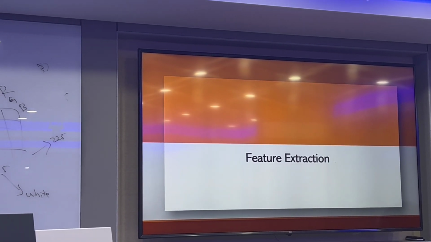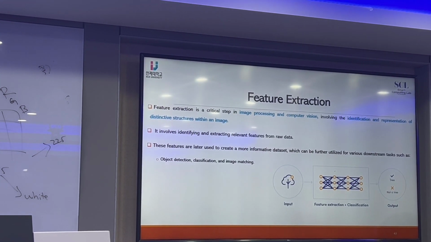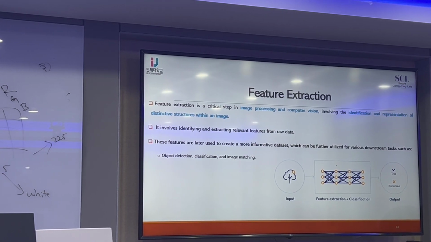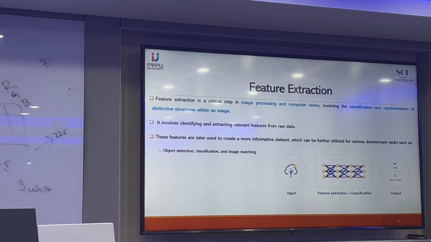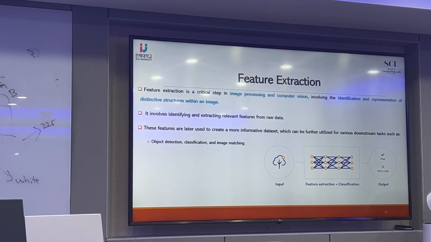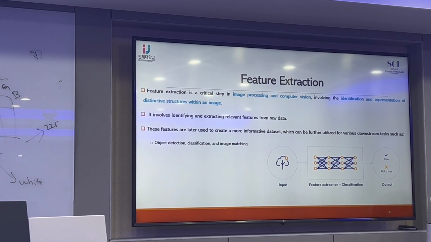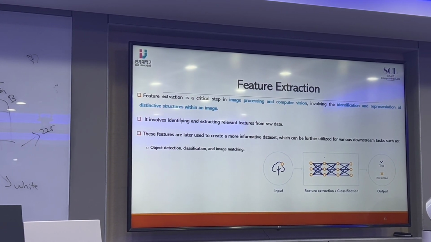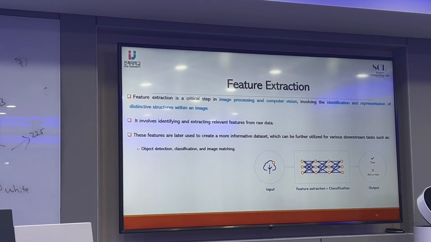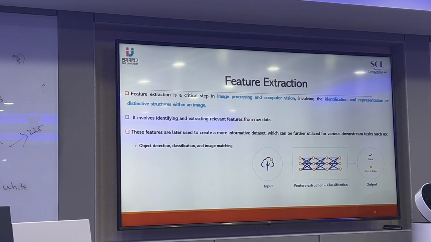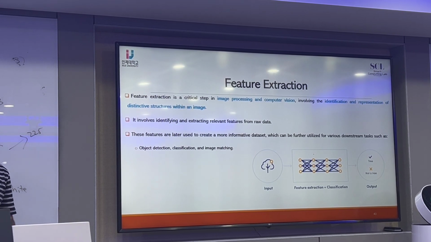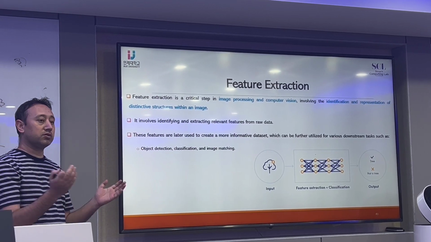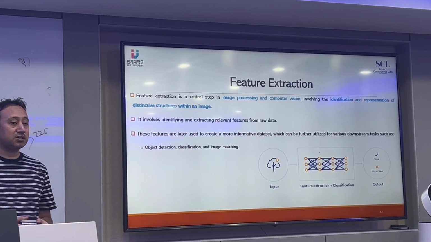Then coming to feature extraction. Feature extraction is a critical step in image processing and computer vision. If you want to apply some AI model, for example deep learning or machine learning, feature extraction and feature selection are very important. Based on these features, the accuracy and the performance of the model increase or decrease. If your features are not good, then your model may underfit or overfit. It doesn't give accurate results when it goes to real-time situations. So feature extraction is very important.